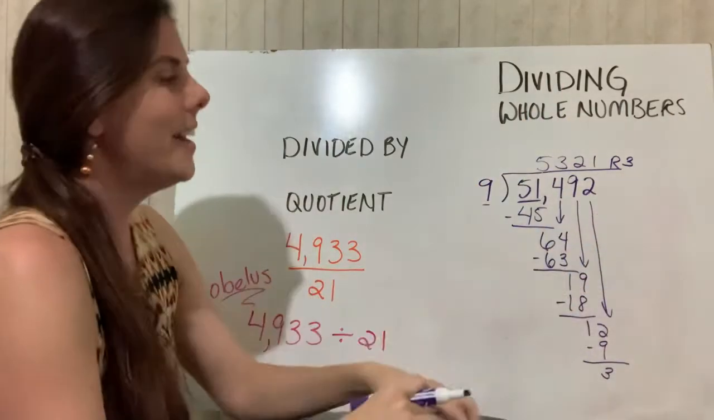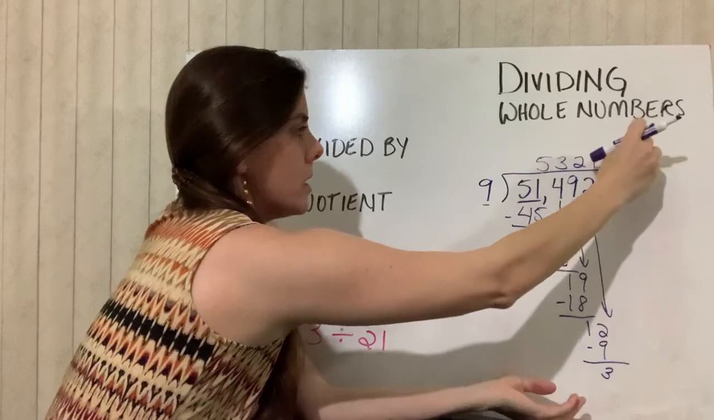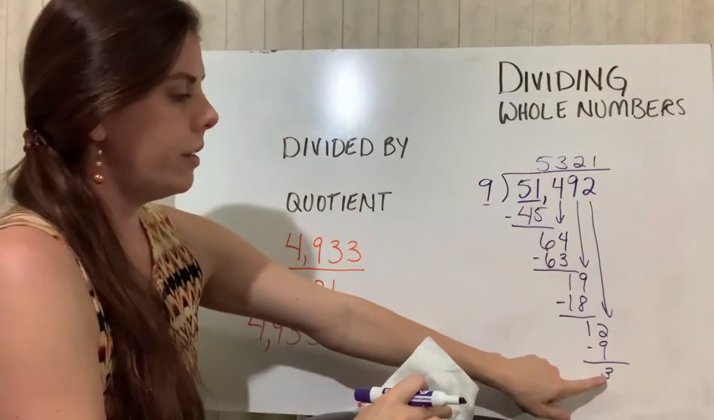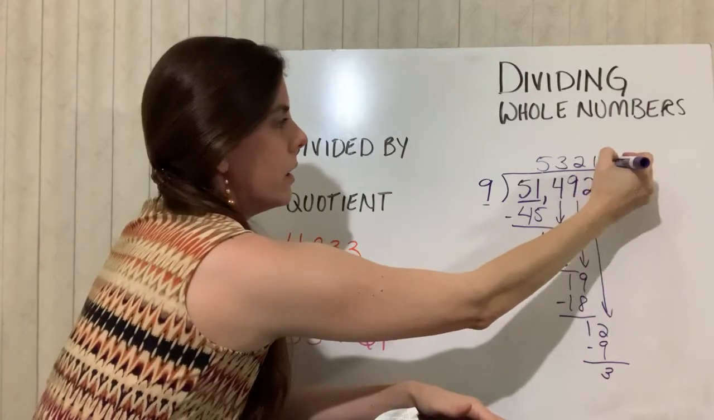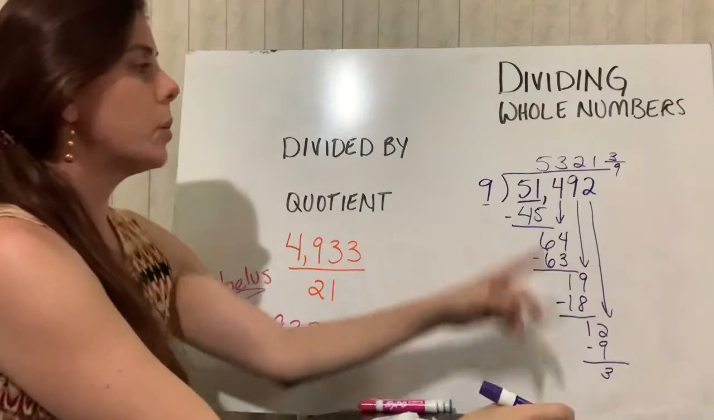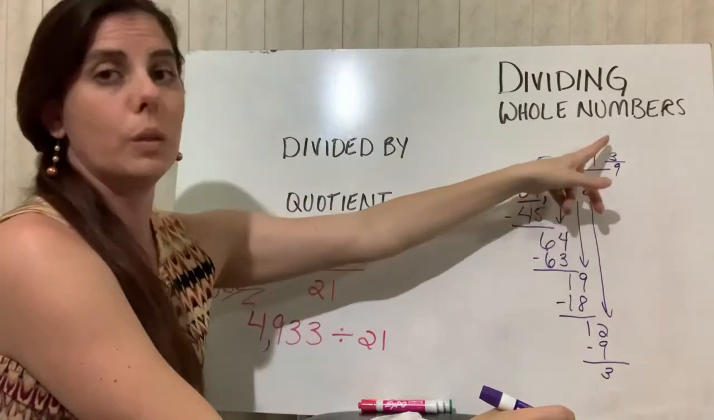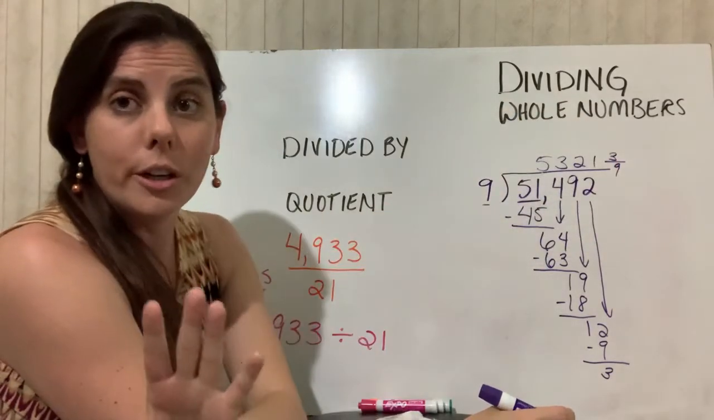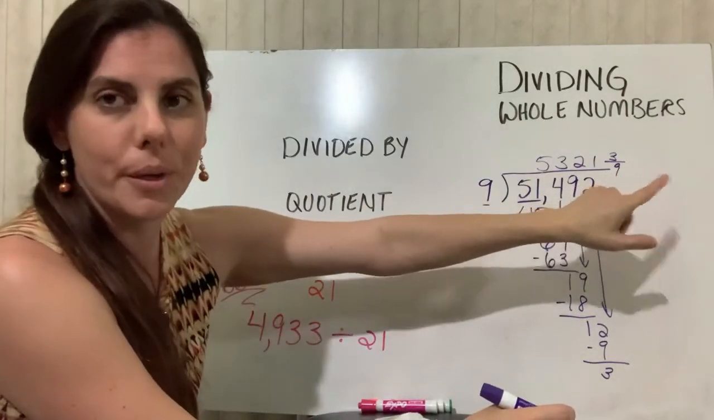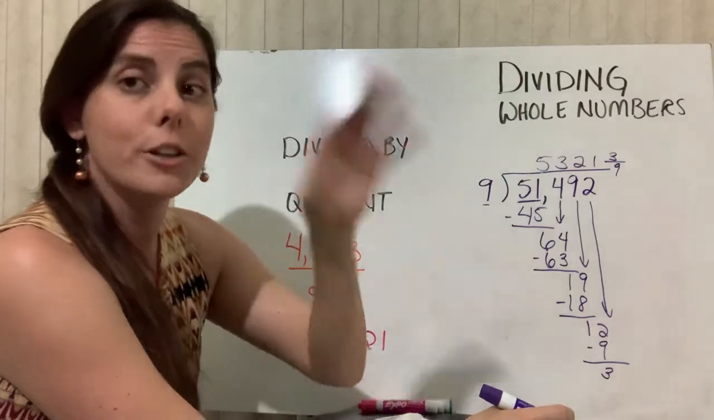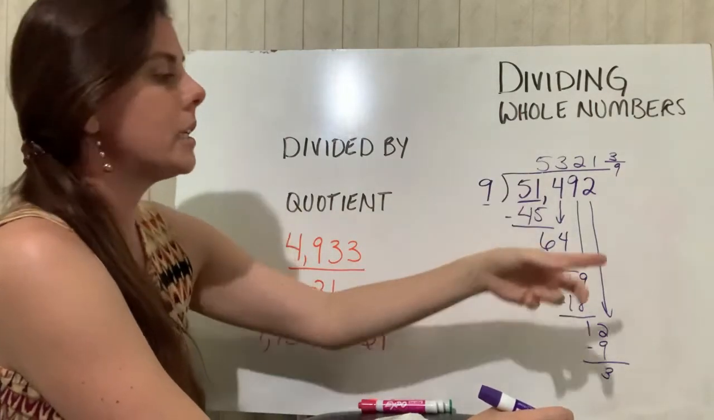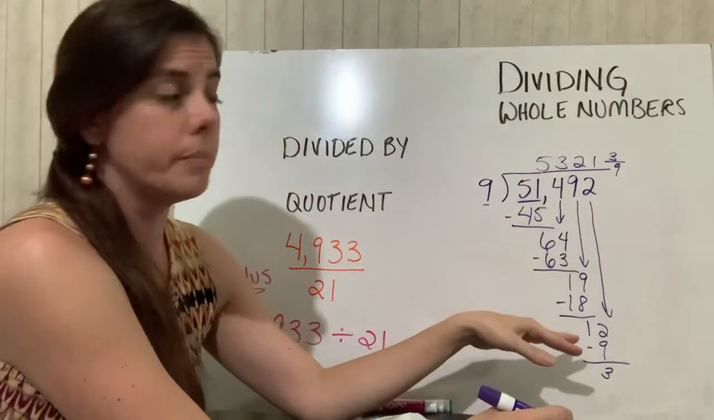We're done. Another way that you can write this that I would like you to remember is that this 3 is left over out of a 9. So we have 5,321 and 3 9ths. Now we haven't learned how to reduce fractions or anything, but this is the same thing as 1/3. We'll get to that in a later chapter in Math 1. But we just want to make sure we understand the steps for long division.